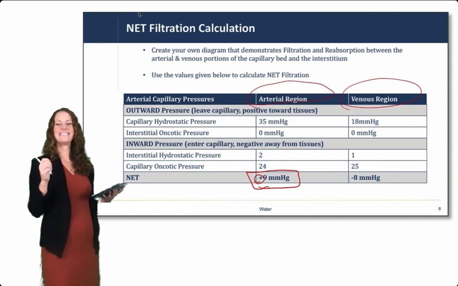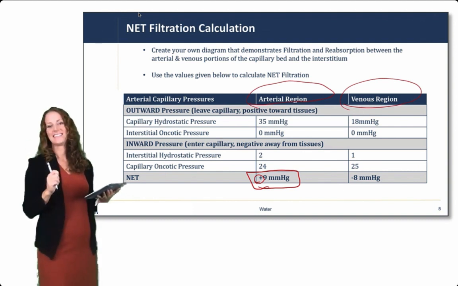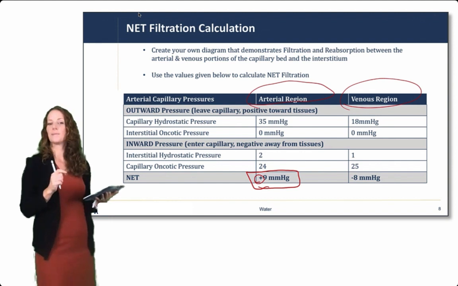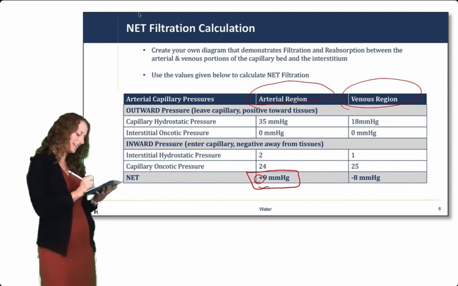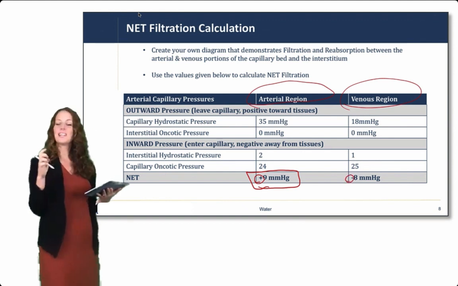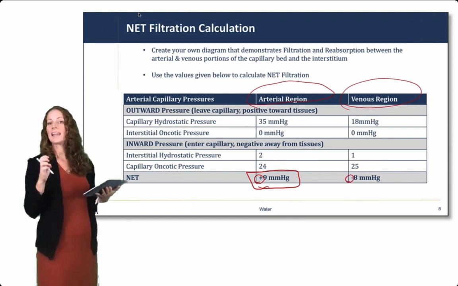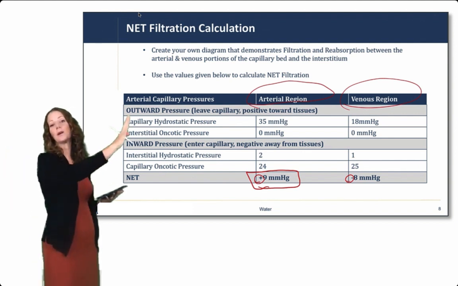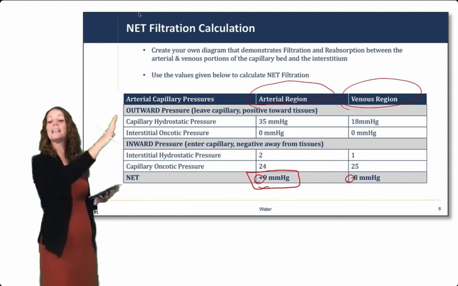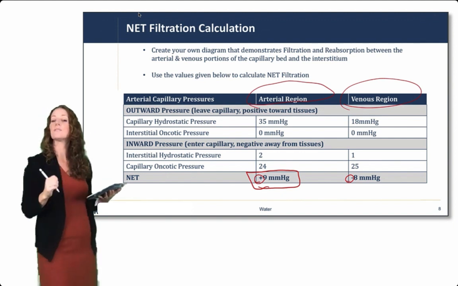Good. On the venous side, we should see a negative pressure because we want reabsorption. Did you get a negative pressure on your venous side? Yes. Here we have a negative, and it's a -8. That means we have -8 millimeters of mercury pushing fluid back into the veins to return to the circulatory system.